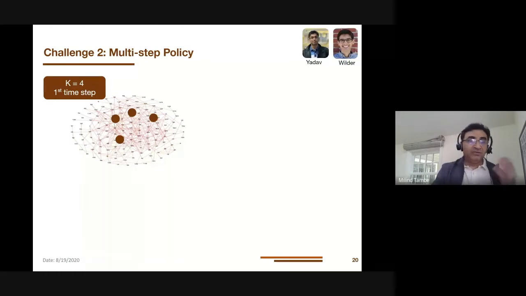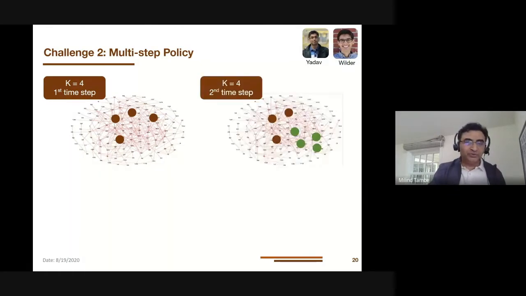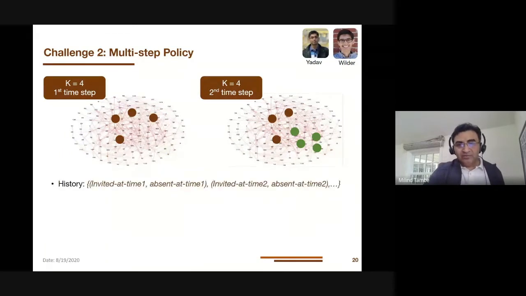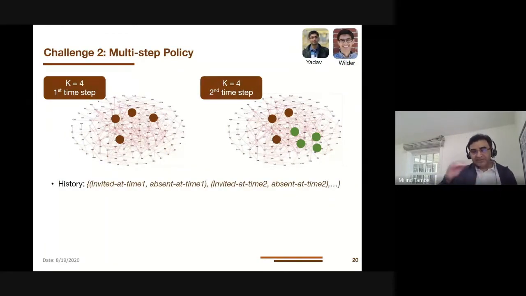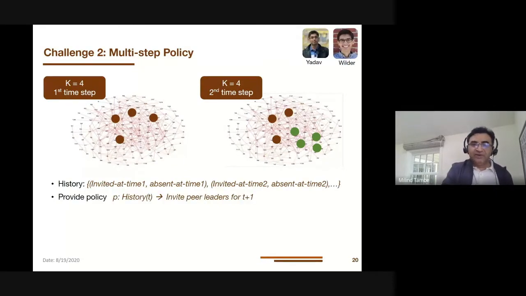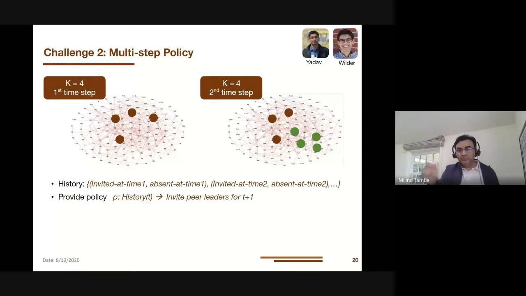And so we may invite some 4, but the people who show up may be only 3, and they may not be exactly the 3 that we had invited. So when we choose the next 4, which are shown by these green dots, we have to understand which people showed up in the first round. So this is a problem of multi-step policies. So we have information about our history. Who did we invite and who was absent in time 1? Who did we invite and who was absent in time 2? And given this history, we have to choose who to invite in the next time step.